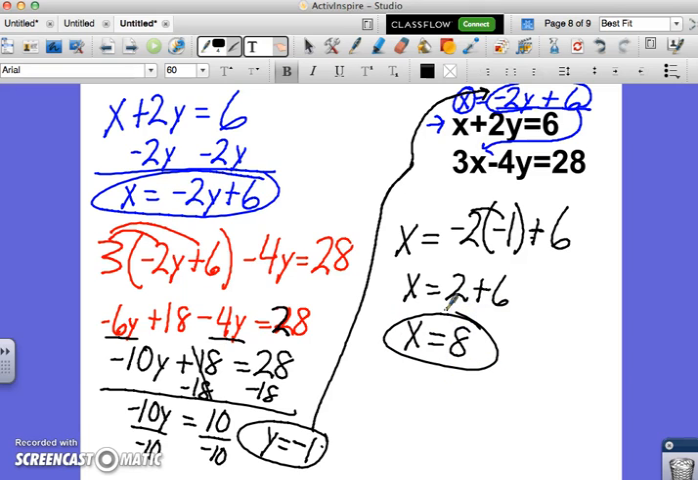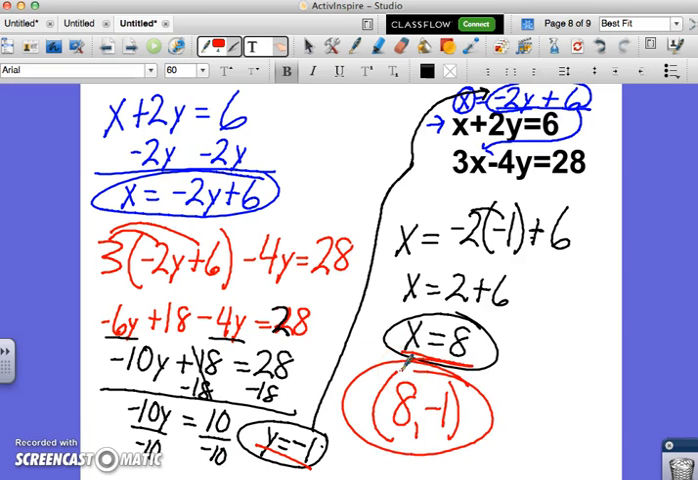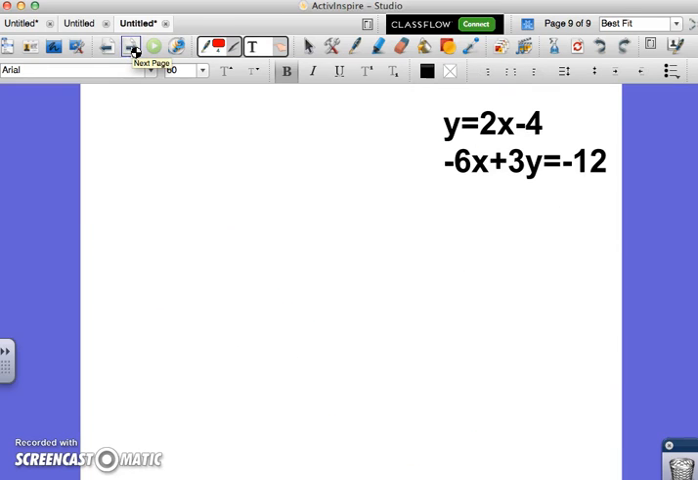So I now have my x value and my y value. X here is 8. Y is -1. So my solution is 8, -1. Okay, so there we go. We found another one. All right, so let's go one more try. All right, so we've got this one.